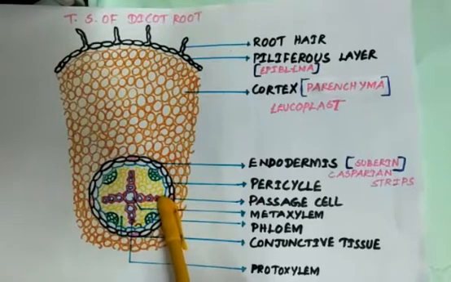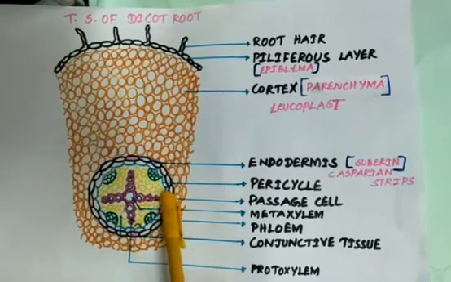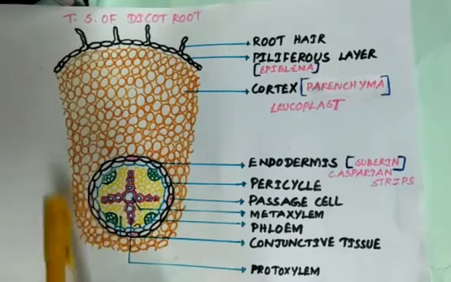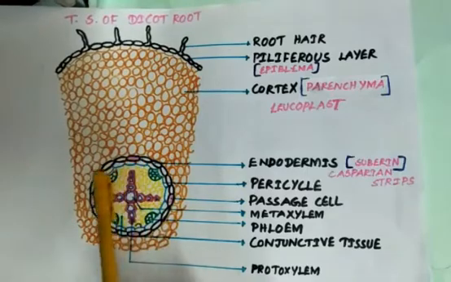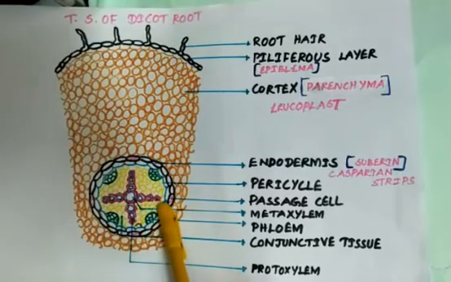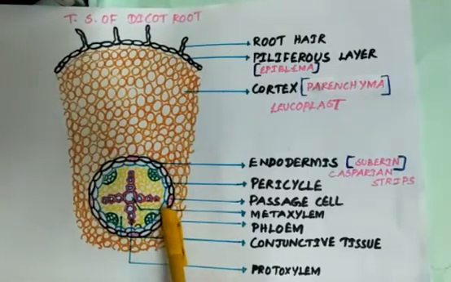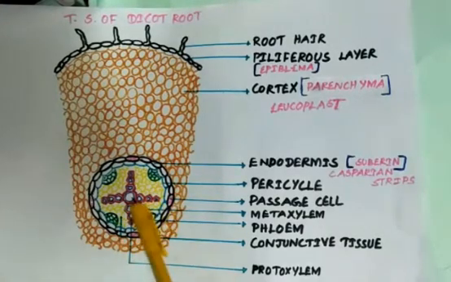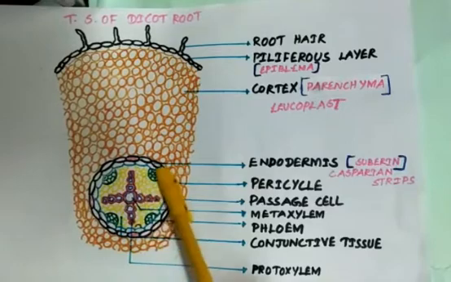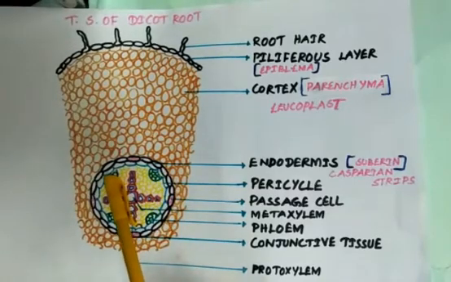Lateral roots are originated from the pericycle. You know the root system has main root and lateral roots. So the lateral roots are originated from the pericycle region. So the lateral roots are endogenous in origin. Next, inner to the pericycle, xylem and phloem is present.